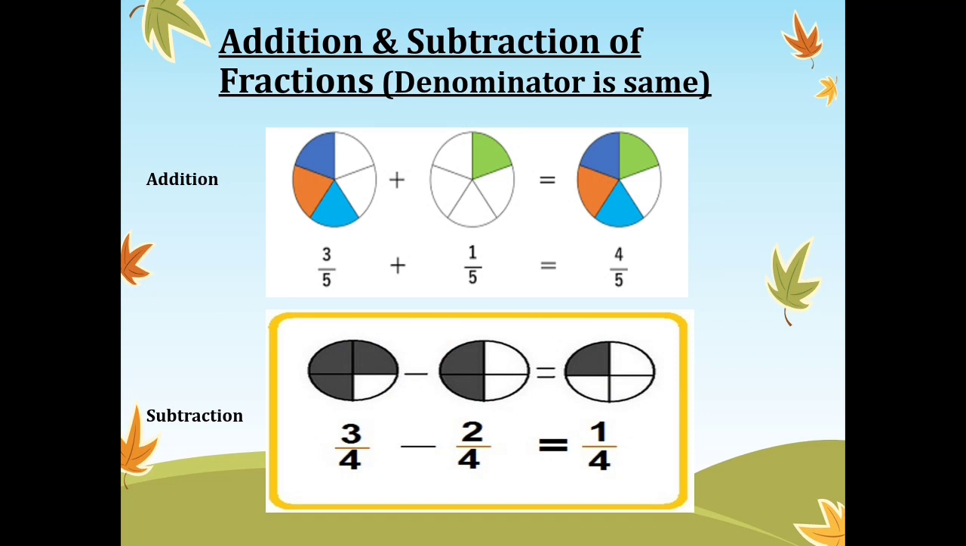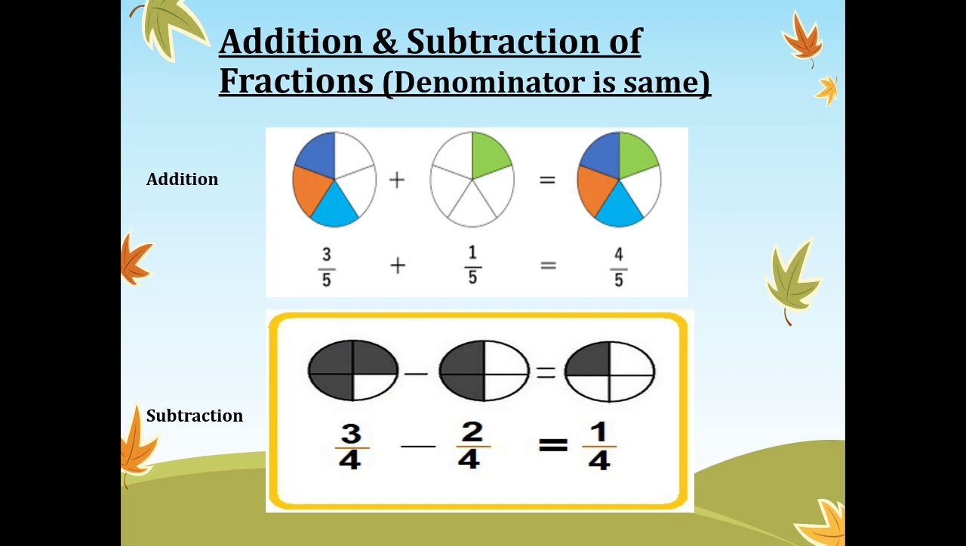In the next, subtraction, 3 by 4 minus 2 by 4. In this, 4 is the denominator. So when the denominator is the same, you can simply subtract the numerators. 3 minus 2. It will be 1. So answer is 1 by 4. So 1 by 4 is the required difference.